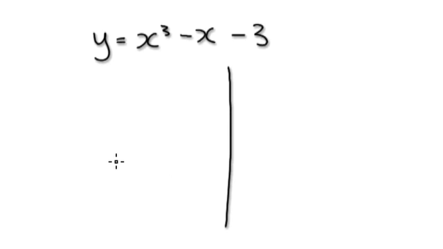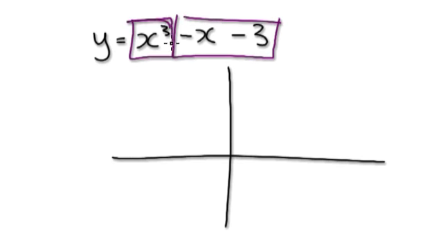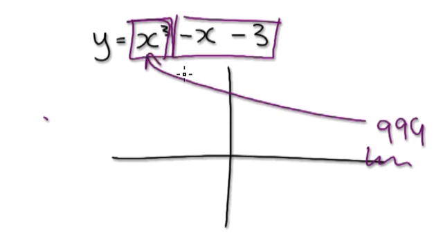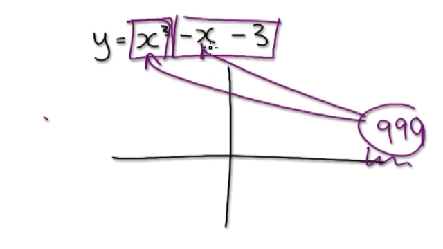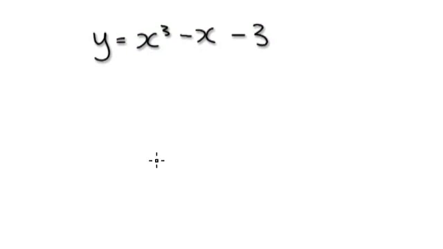Okay, so look at this here. When x is small, it wants to obey this. Okay, it wants to follow this. When x is big, it wants to follow this. So if you look around this region here, if you put 999 into here and 999 into here, this term here would dominate. These two are nothing in comparison to this term here. You see, 999 to the power of 3 is a really big number.